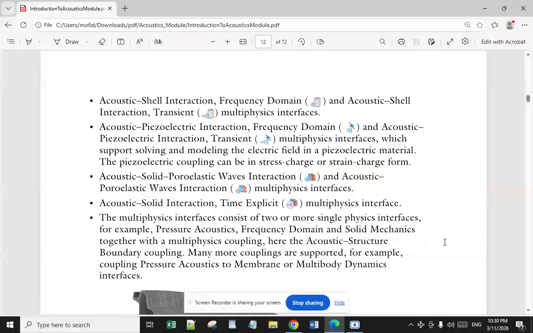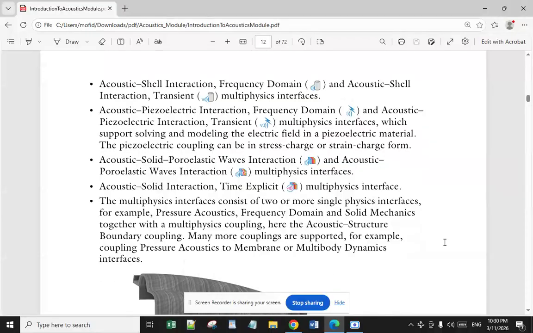The next one is acoustic piezoelectric interaction, frequency domain, and acoustic piezoelectric interaction, transient multiphysics interfaces, which support solving and modeling the electric field in a piezoelectric material. The piezoelectric coupling can be in stress charge or strain charge form.